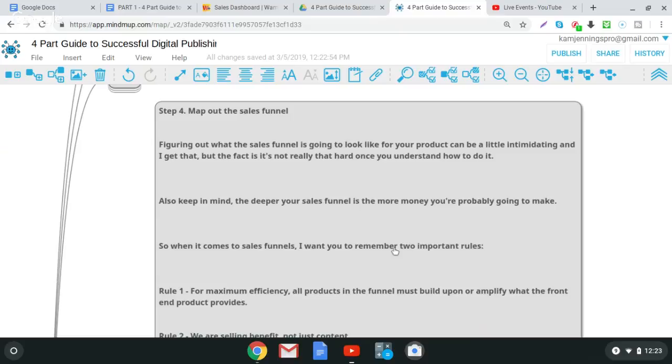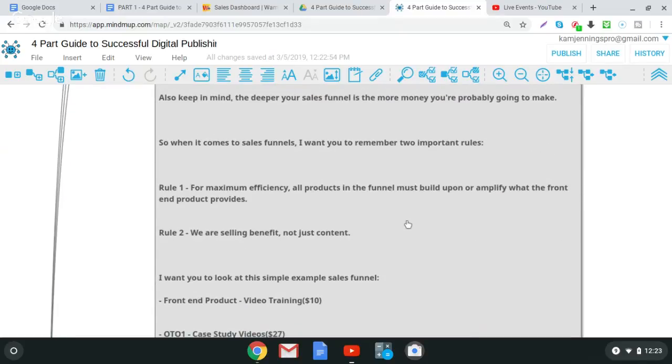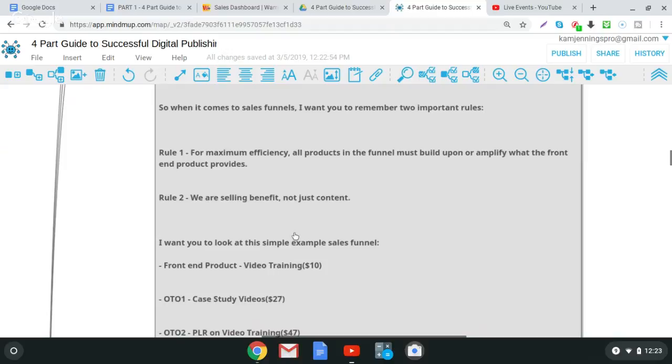So when it comes to sales funnels, I want you to remember 2 important rules. Rule number 1, for maximum efficiency, all products in the funnel must build upon or amplify what the front-end product provides. Rule number 2, we are selling benefit, not just content. I want you to look at this simple example sales funnel.